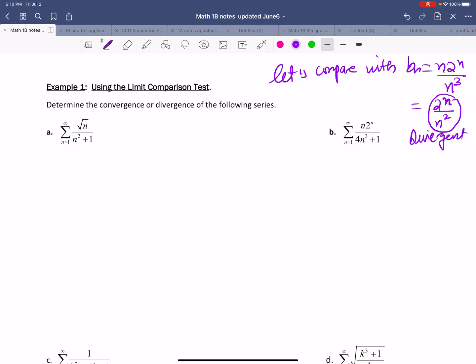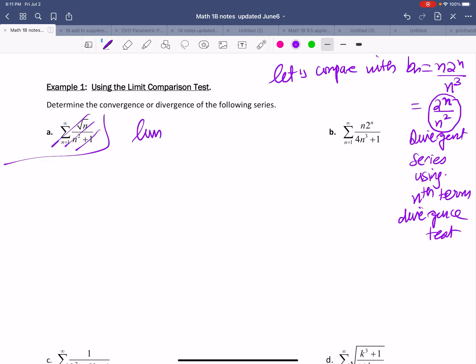This is a divergent series using the nth term divergence test. We saw that 2 raised to the power n grows very, very fast as compared to n squared. Diverges using the nth term divergence test. So we know something about the series Bn. That's going to be my Bn. So let's go ahead and find the limit. Limit n goes to infinity of an over Bn, which is limit n goes to infinity.